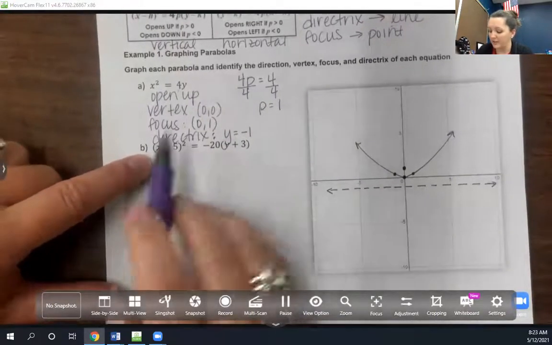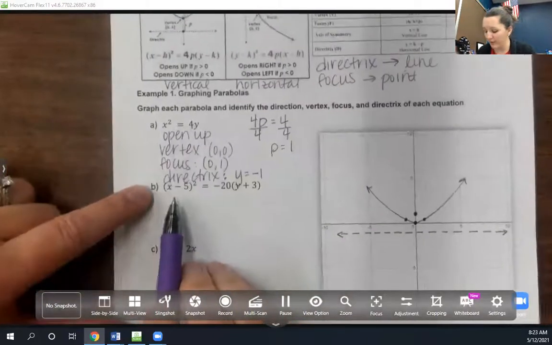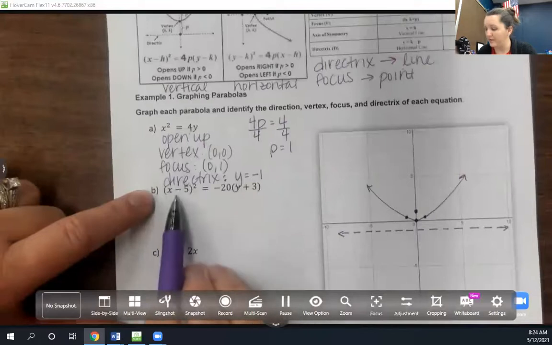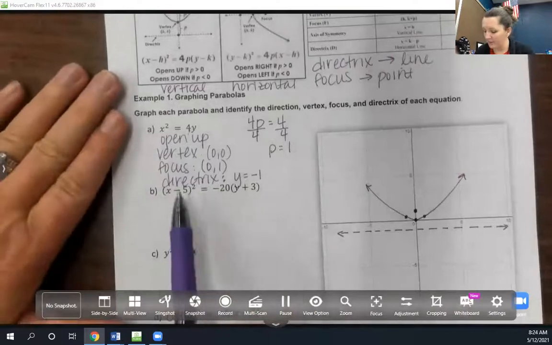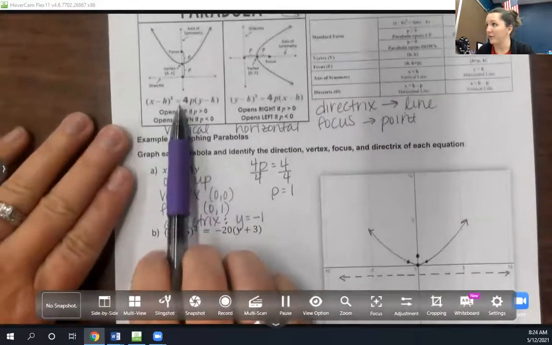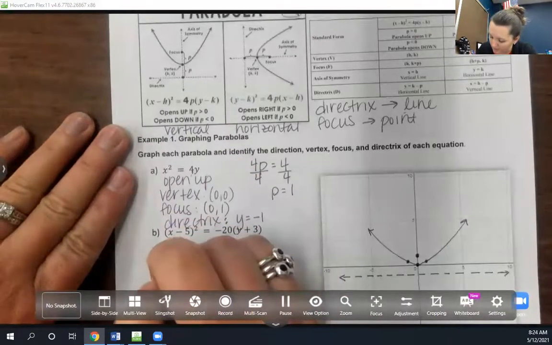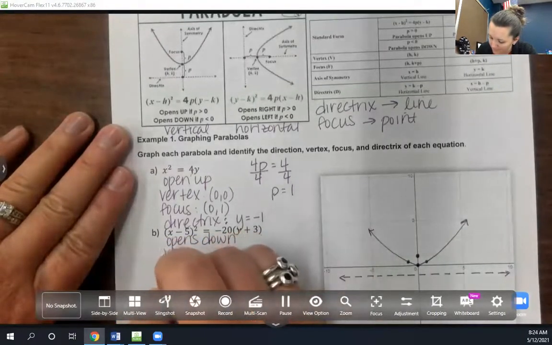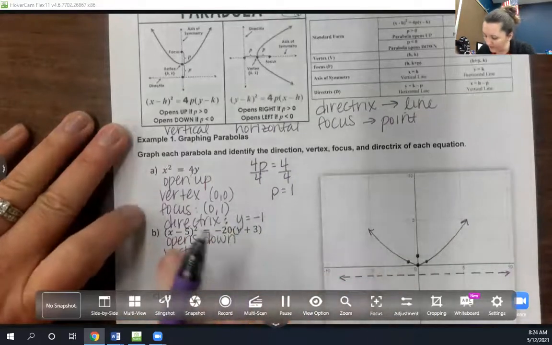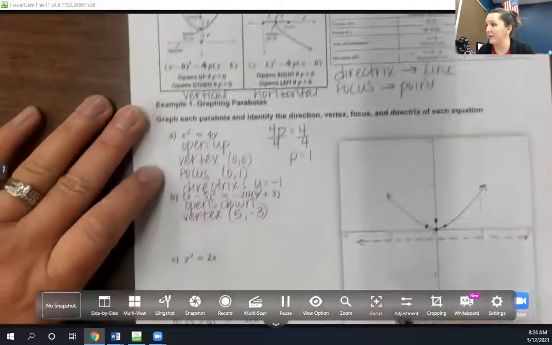All right, let's look at the next one when we don't have a center at 0,0. So I'm going to see first, does it open up or down or right or left? My x is the squared value, so I know that it's going to open up or down. It's a vertical parabola. And my 4p is a negative number, so I know it opens down. My vertex is 5, negative 3. Remember, opposite values there.